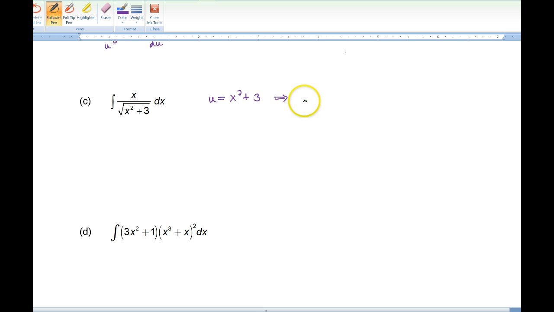Okay, so I have du is 2x dx. I have x dx, but I don't have a 2. So let's just put a 2 there. Not a 2, but a 1/2. Okay, close, that was my second guess.